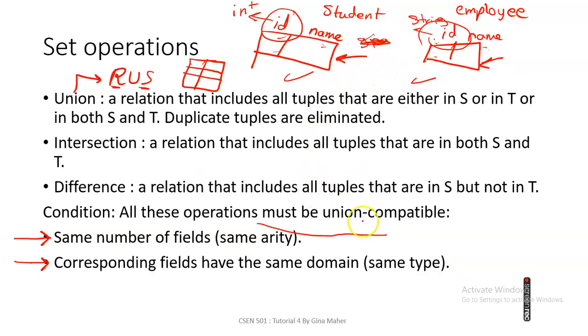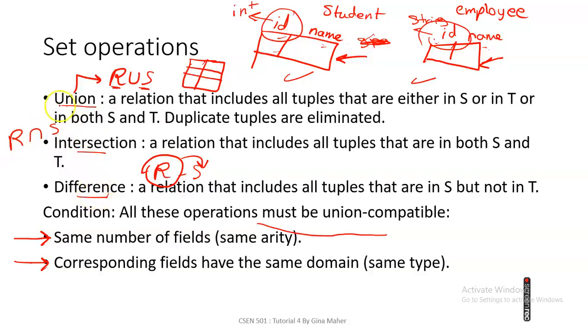Okay? The union compatibility should be checked in 3 cases: in case of the union, in case of the intersection, and in case of the difference. So the union simply gets all the tuples that are either in S or in T or in both. The intersection gets the tuples that are in both S and T, the common tuples actually. And the difference, when we say R minus S for example, we mean that we want the tuples in R but not in S. Okay? The intersection, we write it like this.